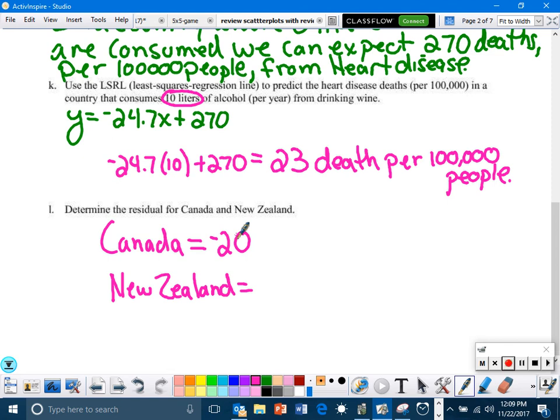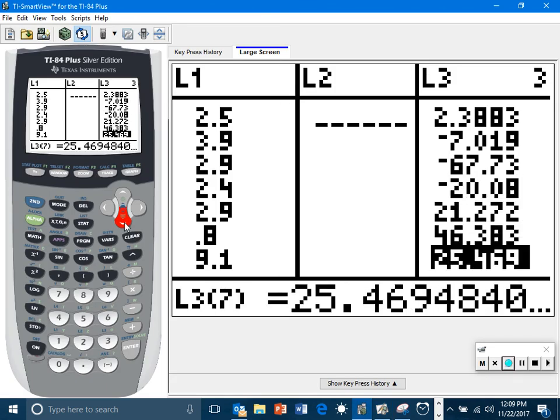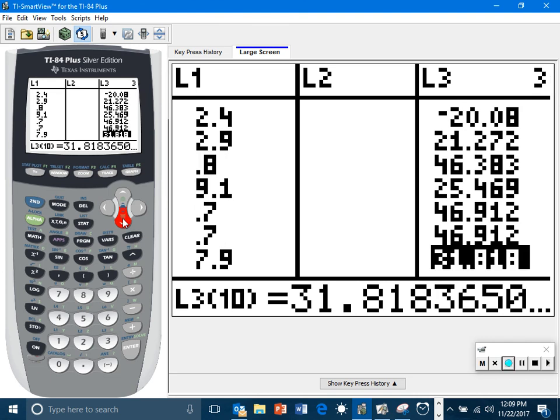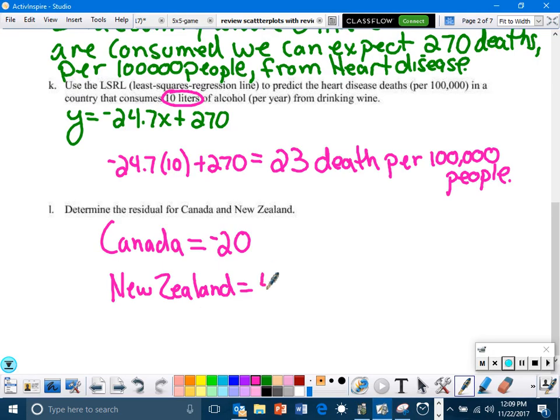Okay, New Zealand, again, was the 12th country. So I'm going to go back to my calculator. Again, look in the bottom left-hand corner. I'm going to go to 9, 10, 11, 12. And I'm going to round that to 43. Now that is above the line because it is a positive residual.